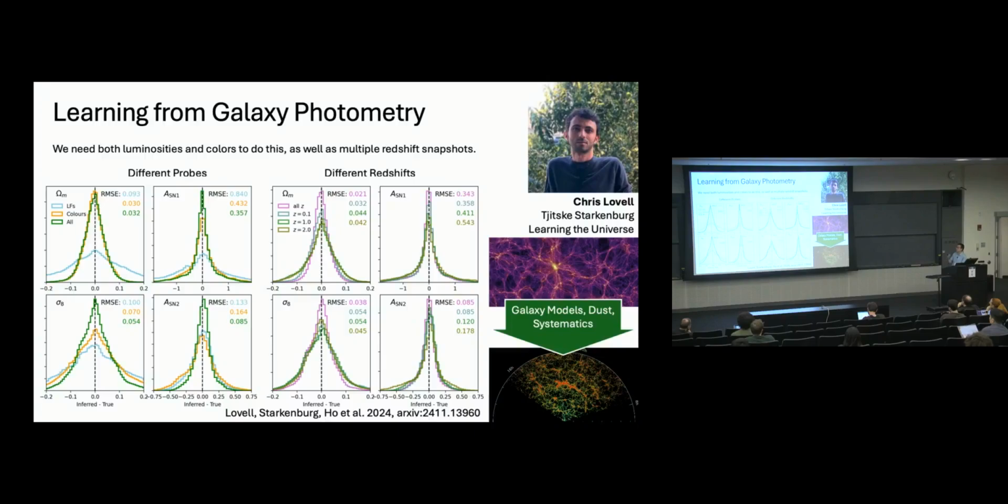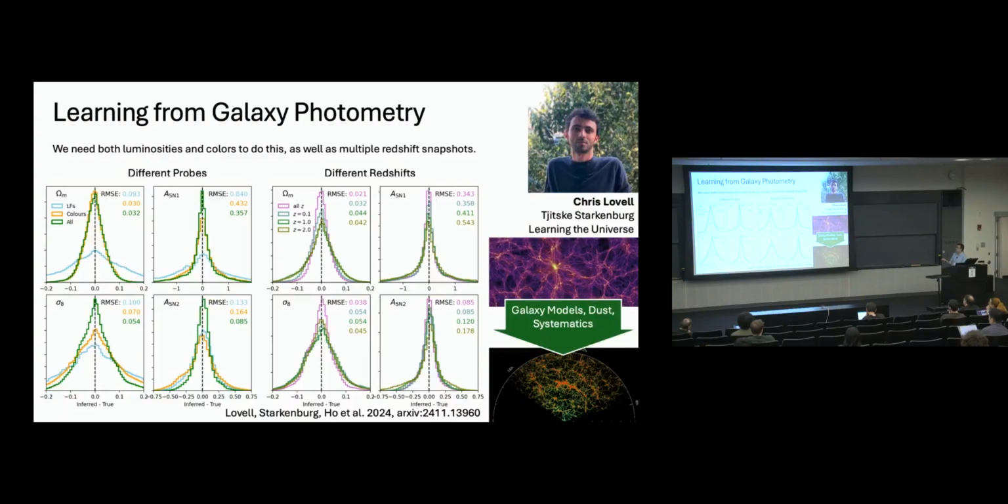And colors alone were good, but not great at constraining omega matter and sigma 8. These are stacked posteriors, so the higher this peak is, the more constraining power that we have. And what we found was we needed a combination of both the brightness of the galaxies, the luminosity, and the colors of the galaxies in order to get good constraining power.